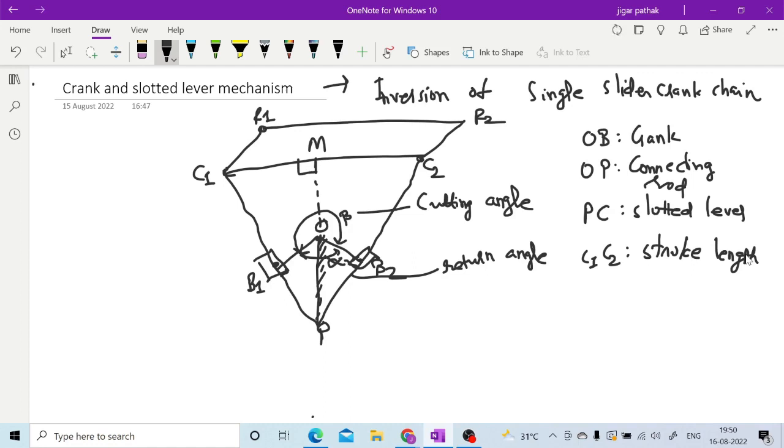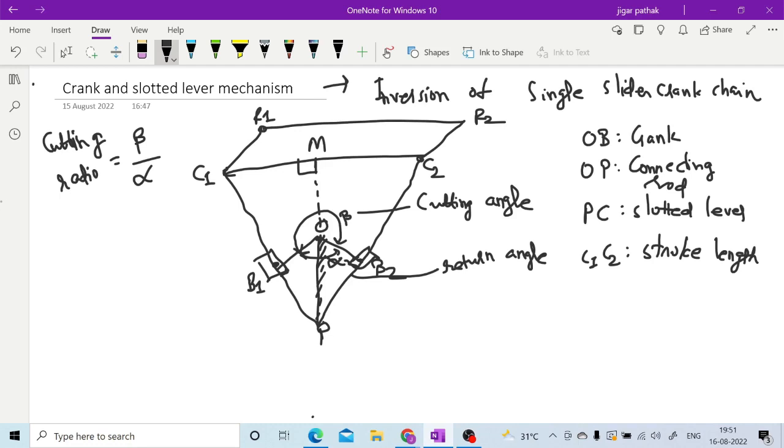Okay. Now here in this mechanism, some of the important terminology is the cutting ratio, right? Cutting ratio is beta by alpha, and as you know beta is always higher than alpha, because beta is our cutting angle, and alpha is the return angle. So beta by alpha is known as cutting ratio.